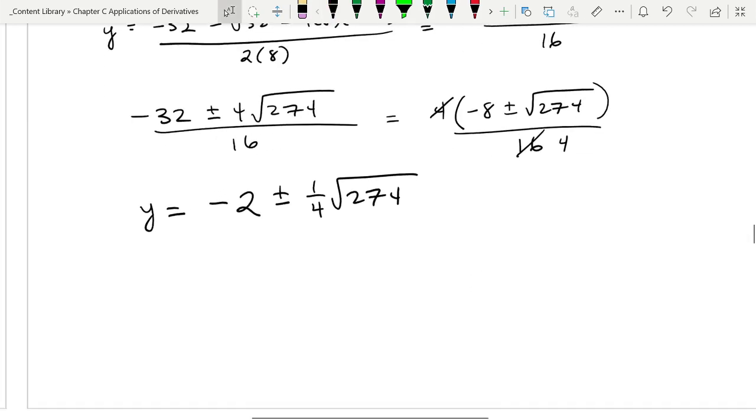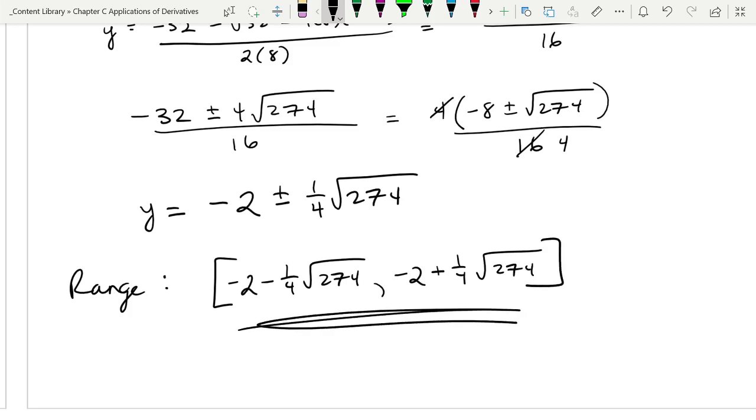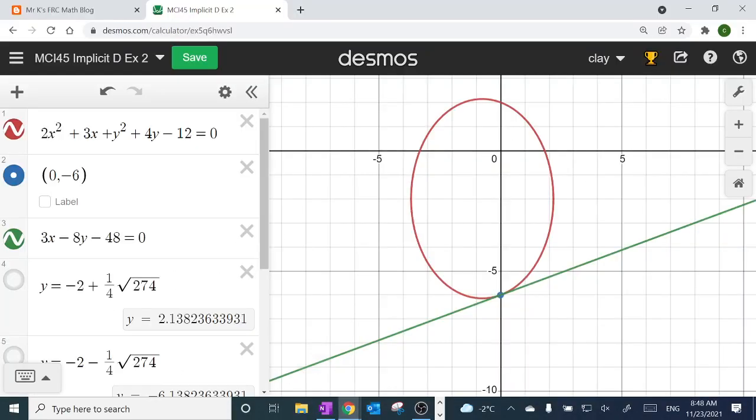So that's my range. My range is from negative 2 minus a quarter of root 274 to negative 2 plus a quarter of root 274. And that's my range in exact values. And I'll double check to make sure that I got that right using some technology. When I did my little Desmos file, let me get the tangent line kind of out of the way for now. So there's negative 2 plus a quarter of root 274.